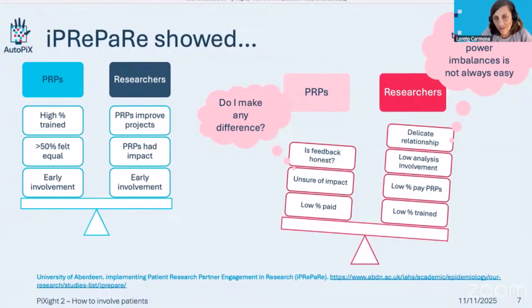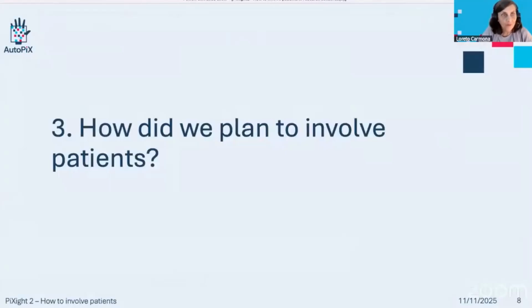And the researchers, they thought that managing the tensions and the power imbalances is not always easy. There is a delicate relationship between patients who are mainly volunteers and are not really trained in the difficulties of the project. They really don't have an idea of how they were involved. And usually the analysis shows that it's a low involvement, a low percentage of paid PRPs, and a low percentage are really trained. So this is what the iPrepare study showed, and we will now see how we did it here.